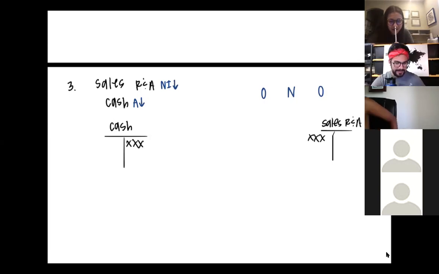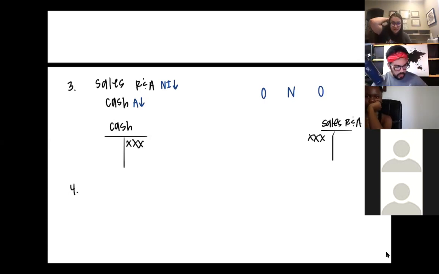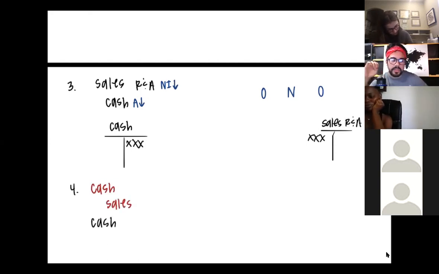Okay, number 4. I can do this one too. Alpha issued common stock to an investor for cash. However, the transaction was erroneously recorded as a cash sale. I can never pronounce that, I just say they did it wrong. So what did they do wrong? They debit cash and credit sales? Yes. And they should have debited cash and credited common stock.